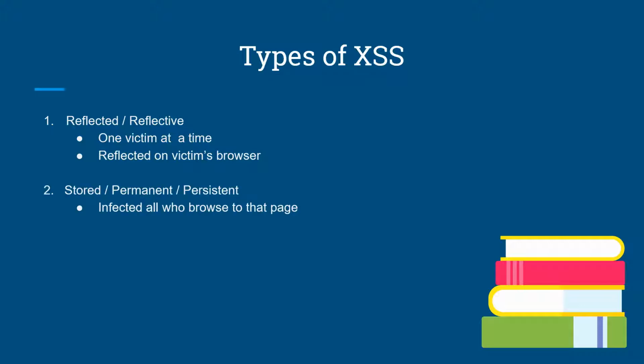The next is stored, which can also be called permanent, or persistent. You will see it described by any of these titles. Now for a stored XSS vulnerability, that means an actual trusted page has been infected, and so all users that browse to that page will be poisoned by that stored XSS attack. DOM-based XSS is something that occurs on the client side in the browser. However, the DOM, which is the Document Object Model, can be the target of either a reflective or stored attack.